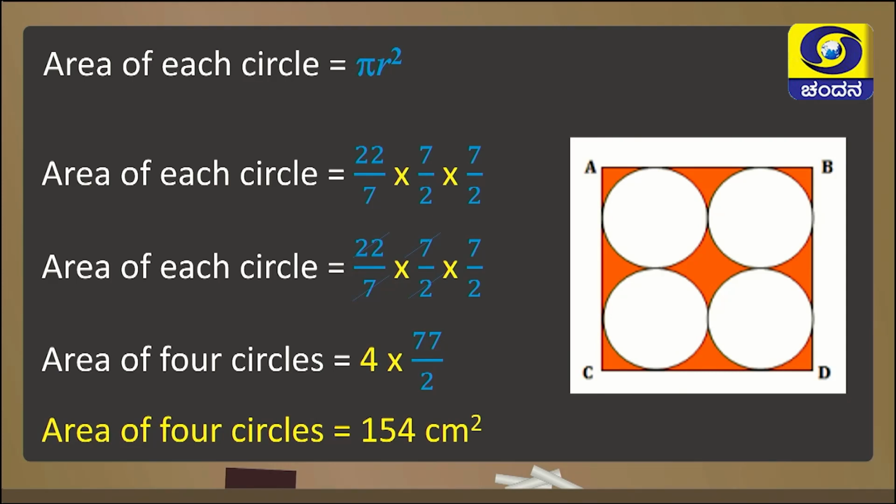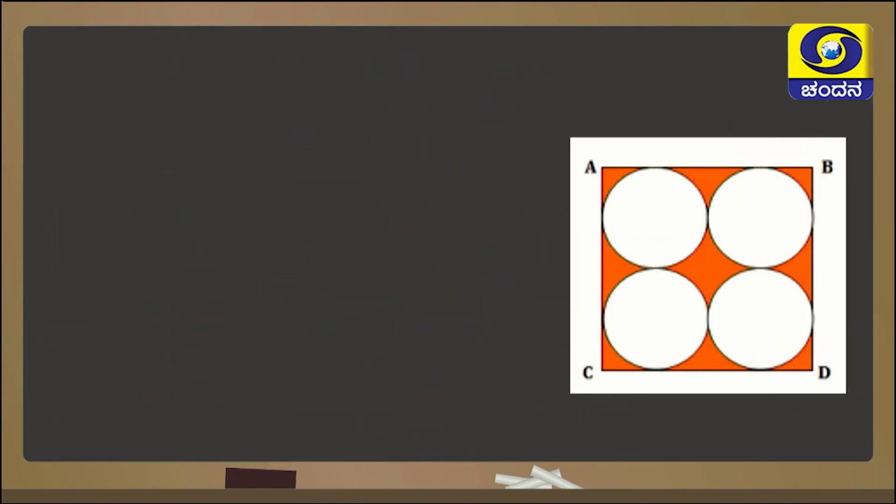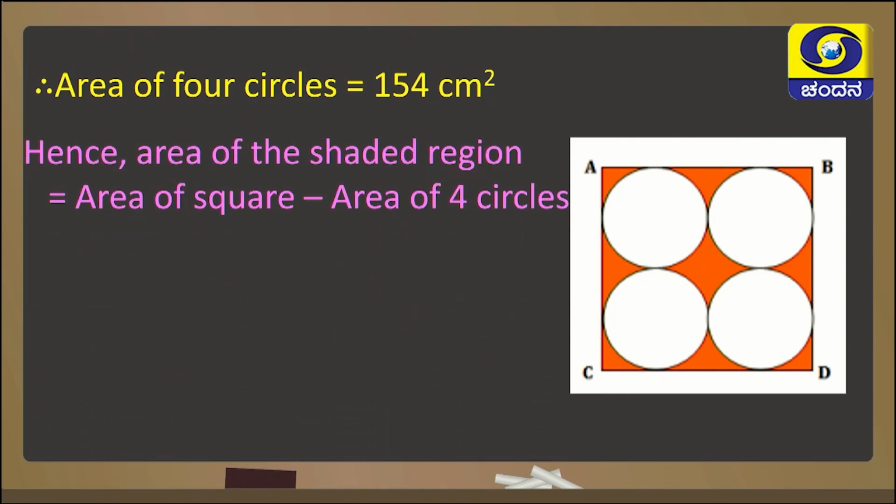Now we got the area of the 4 circles. If we subtract the area of the 4 circles from the area of the square, we are going to get the area of the shaded region. Observe here, area of the shaded region is area of square minus area of 4 circles. Area of square we already calculated, that is 196 centimeter square. Area of 4 circles is 154 centimeter square. Subtract 154 from 196, you get 42 centimeter square. This is the area of the shaded region, children.